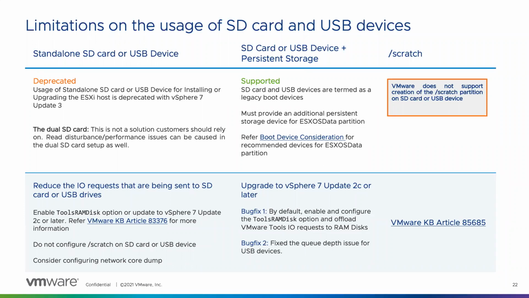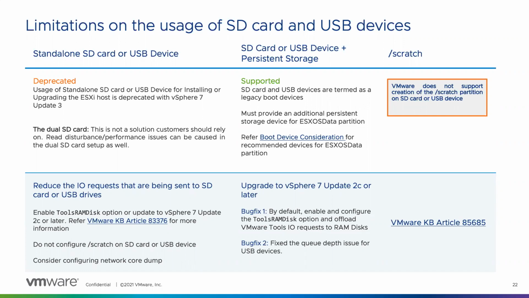But if you are on a vSphere version prior to 7 update 2C, make sure that you enable this option, and this will reduce the IO requests sent to the SD card or USB drive to upgrade or install the VMware Tools ISO. There is a KB article, 83376, where you can find more information about how to enable this option. But if you are already on 7 update 2C, then this option is enabled by default.